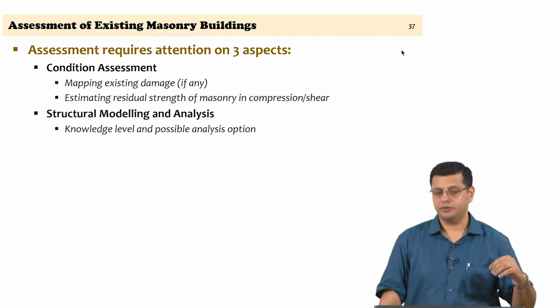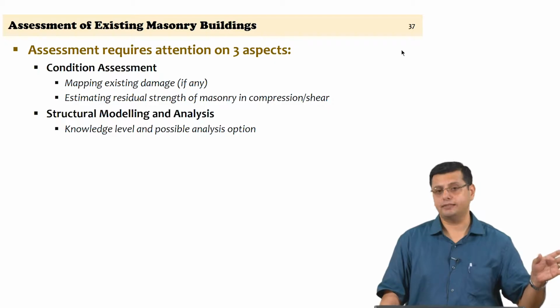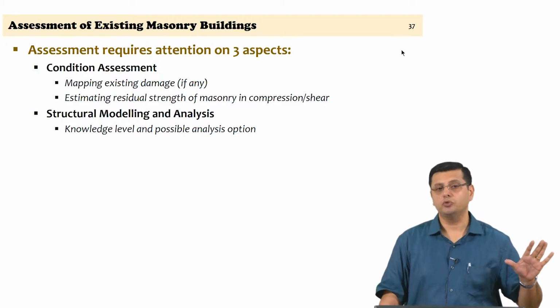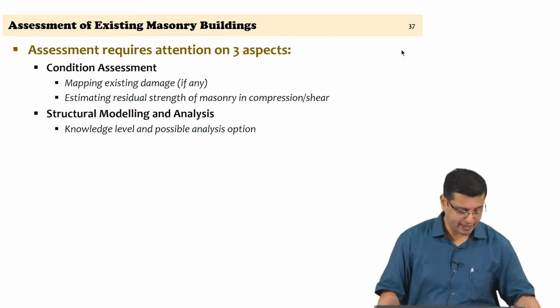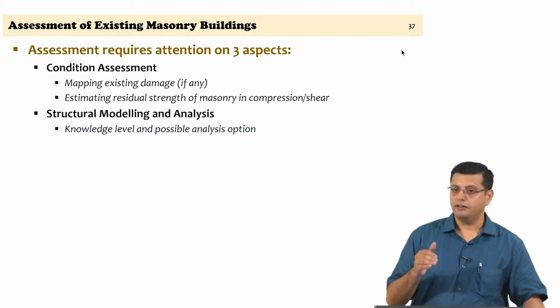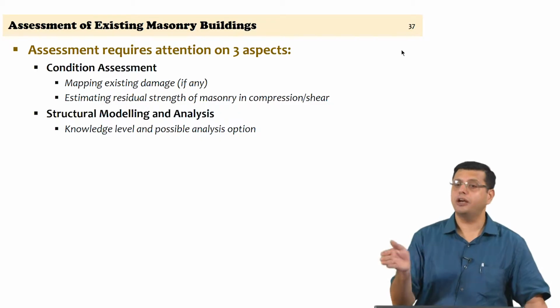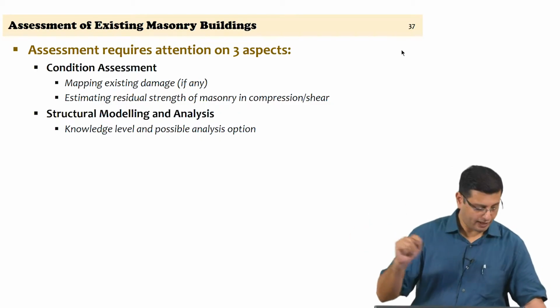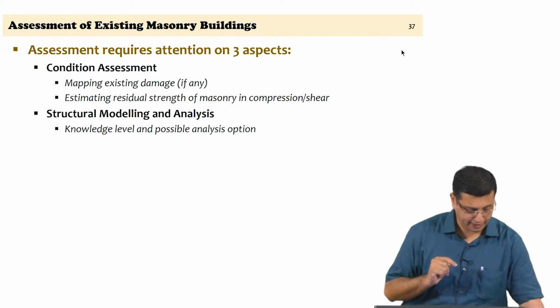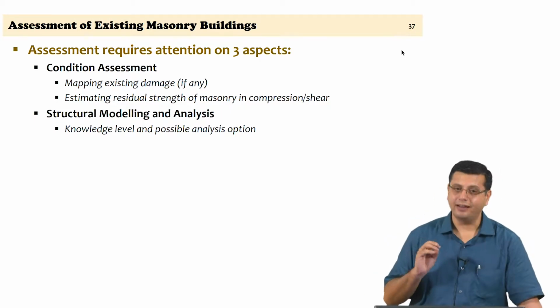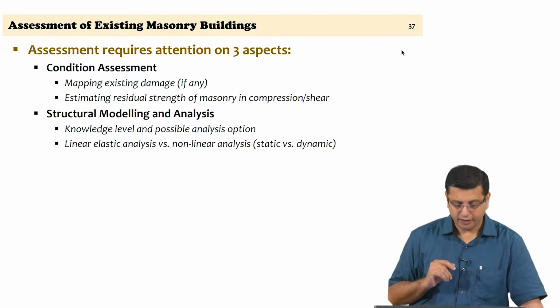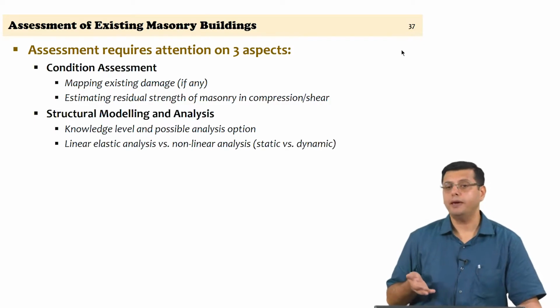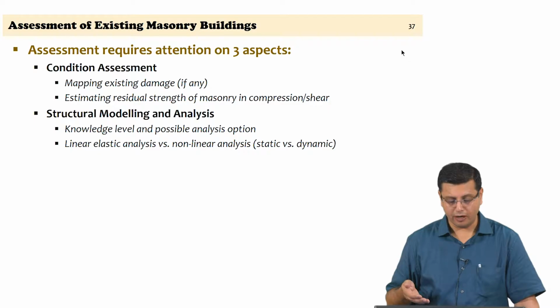Few codes today address this aspect and permit certain types of analysis based on the knowledge level you have on the structure. The Euro codes, for example, and the FEMA standards require that you classify into which knowledge level you would fall and then adopt the allowable options for analysis, modeling and analysis within that level of knowledge. And therefore, you will have to make some decisions when you are doing structural modeling and analysis.